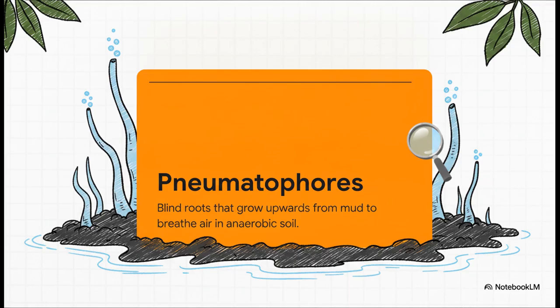The biological genius of these trees is just off the charts. Mangroves live in waterlogged mud that is completely anaerobic, meaning there's literally 0 oxygen in the soil. So how do they survive? Species like Avicennia grow what are called pneumatophores. These are specialized blind roots that actually grow upwards, poking right out of the mud so they can breathe the air. They're essentially built-in snorkels.